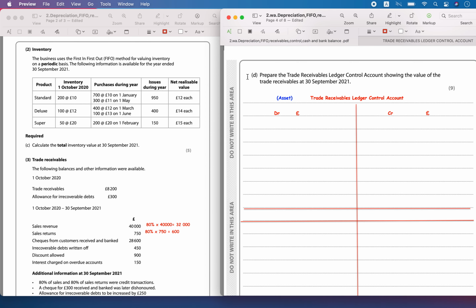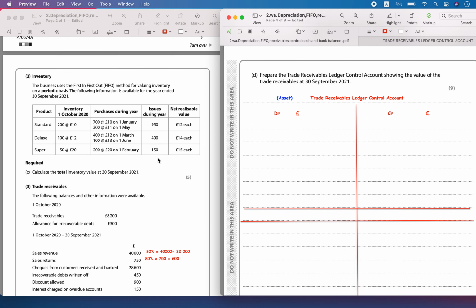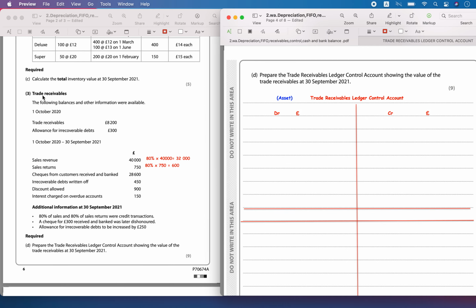Hello, today we are solving JAN 2022 paper question number 2 part D. Prepare the trade receivables ledger control account showing the value of the trade receivables at 30th September 2021. The information for this is given here in part 3.